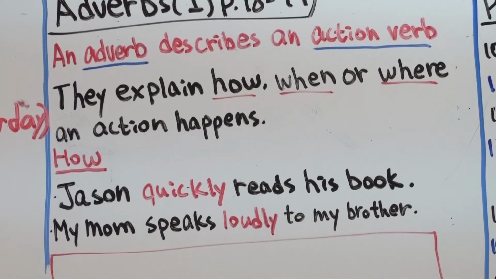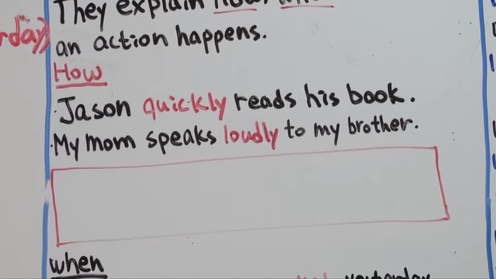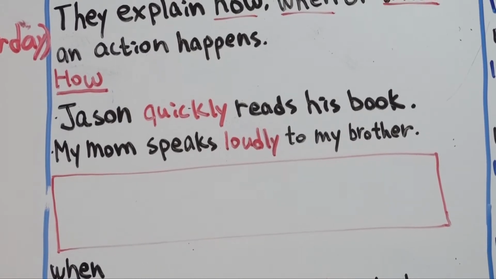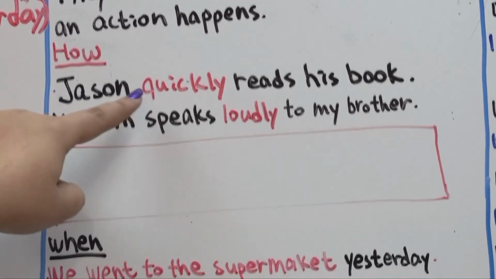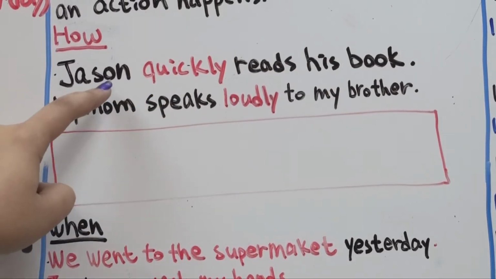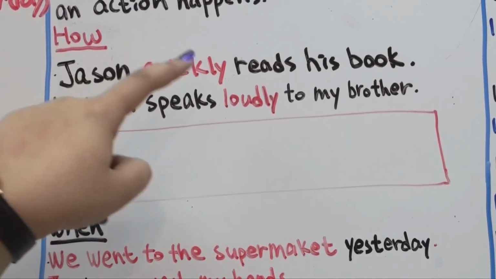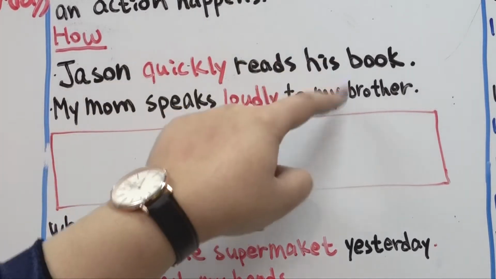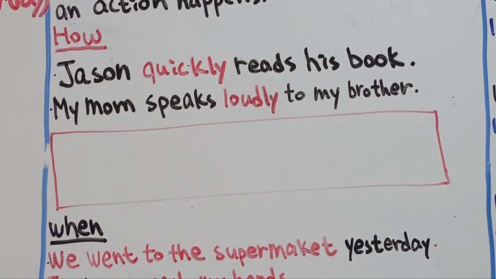An adverb can describe how an action happened. Let's look at the examples. Jason quickly reads his book. This is in your book, right? Jason quickly reads his book. How this action happens.